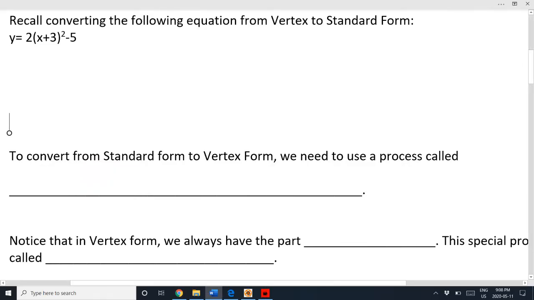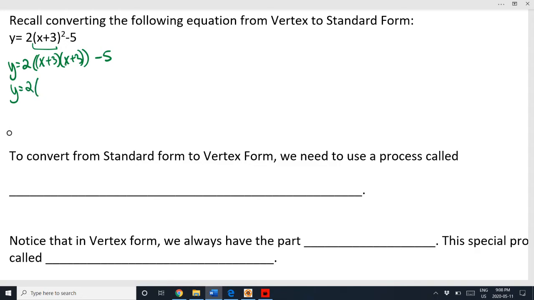Recall converting the following equation from vertex to standard form. Here we have y is equal to 2 bracket x plus 3 squared minus 5. Do you remember how to convert this into standard form? First, we have to expand this bracket. So we'll leave the 2 out in front, and we're just going to rewrite the bracket in its expanded form. x plus 3 times x plus 3, and we still have the minus 5 out here. And then we're going to FOIL what's inside the bracket.